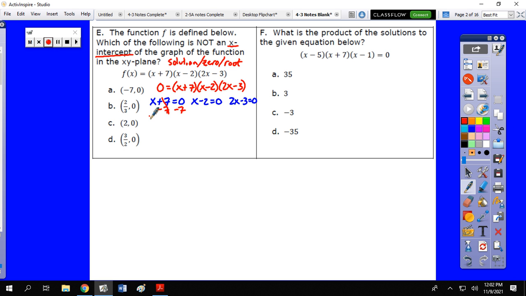Each of those would get solved for x. 2 of those are one-step equations. The third is a 2-step equation. So our first 2 solutions are x equals negative 7 and x equals positive 2. And then we have 2x equals 3, which we would then divide by 2. And that would give us x equals positive 3/2.